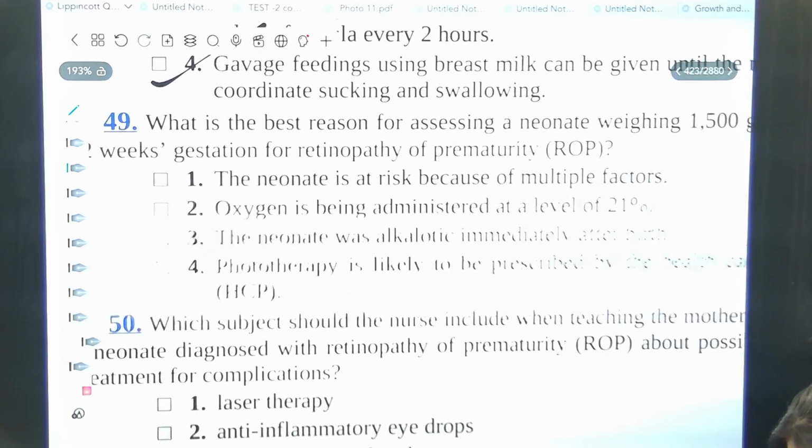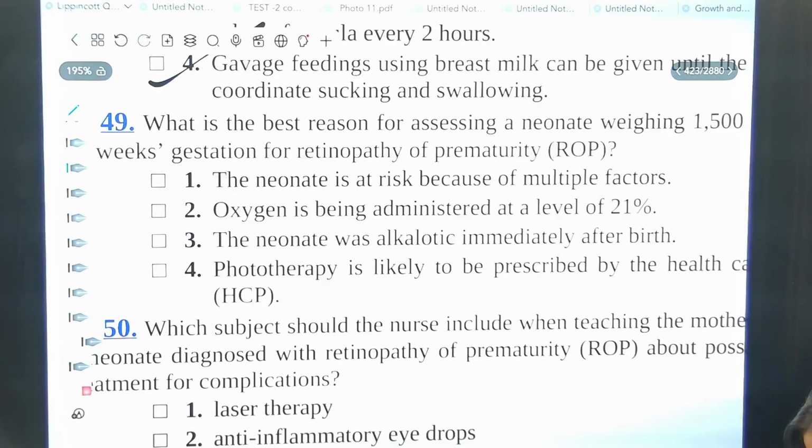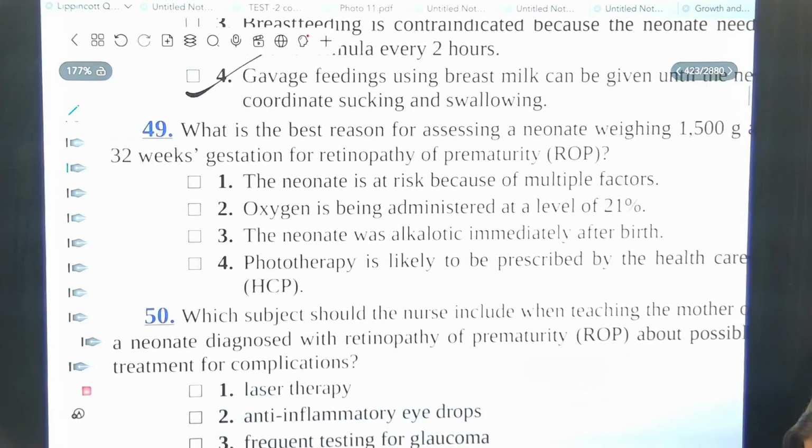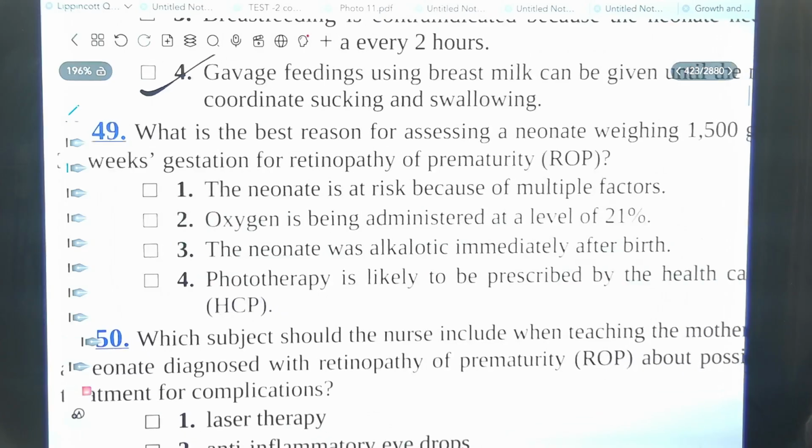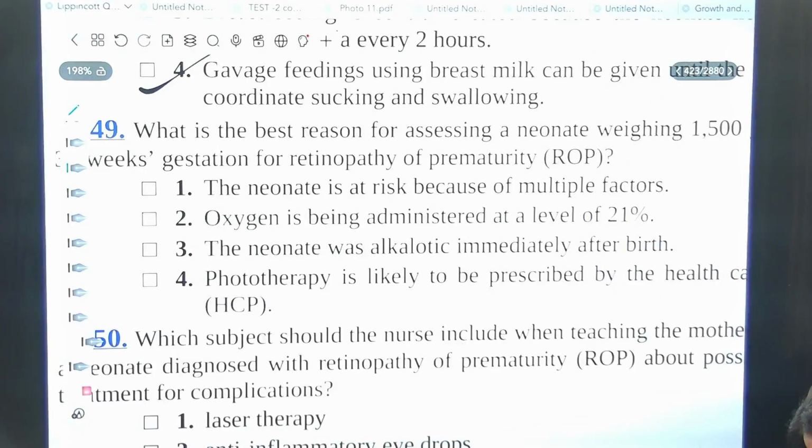Next question, that is 49. What is the best reason for assessing a neonate weighing 1500 gram at 32 weeks of gestation for retinopathy of prematurity? You have 4 options on the screen and choose the right one. So retinopathy of prematurity is associated with many risks, including high arterial pressure, oxygen, prematurity, and low birth weight. So there are many risk factors in it. So the answer number 1 will be the correct response.